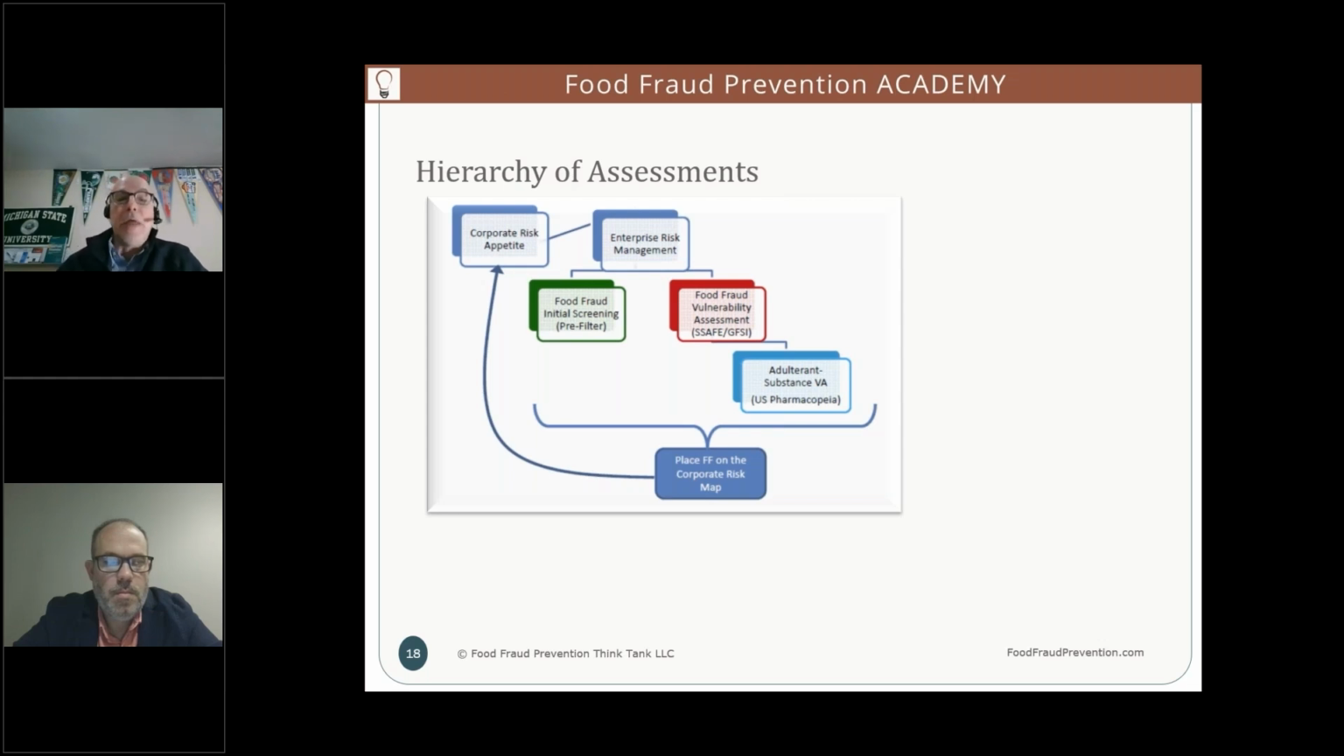Now below that could be some specialty assessments that cover things in more detail, such as US Pharmacopoeia has an adulterant substance ingredient vulnerability assessment. So that's a hierarchy, and then those all fit together on a corporate risk map, and all those assessments go in and help the company decide where they are from a sense of a corporate risk appetite.